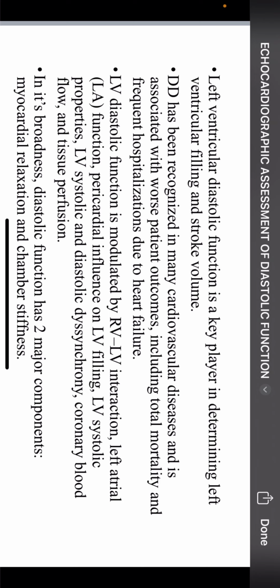So LV diastolic function is modulated by, that is, diastolic functioning of the LV is modulated by RV-LV interdependence. Those two interact depending on the phase of respiration, either inspiration or expiration. Left atrial function, that is the functions of the left atrium, is the pump function, the conduit function, those two. It's a pump, and then it's a conduit. And then the third one is the reservoir.